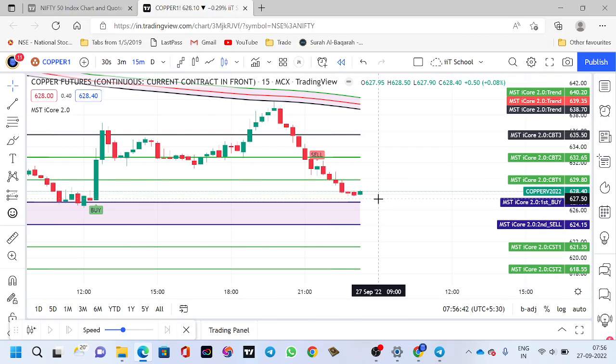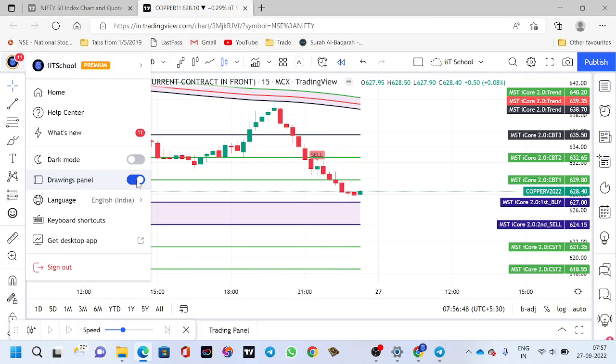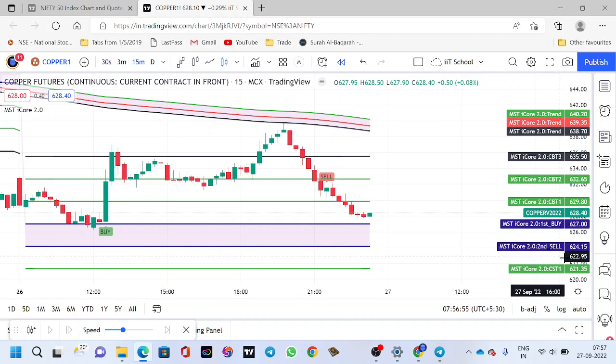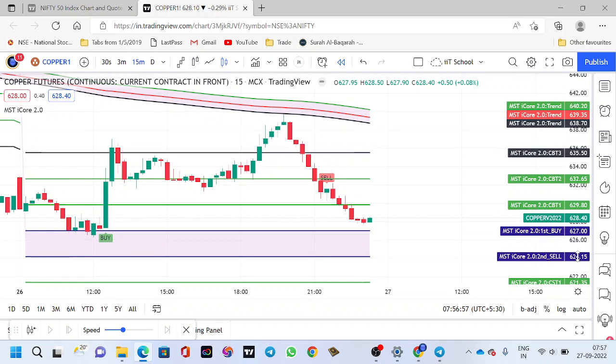So this is a very simple method. If you follow this 100%, overall you will be in profit. We are not assuring that every day you will get a profit, but overall you will get a profit.